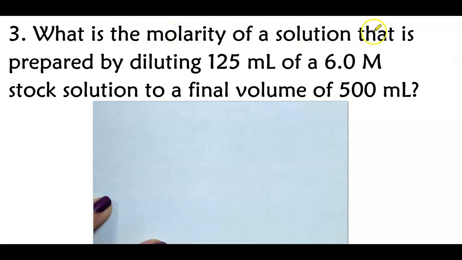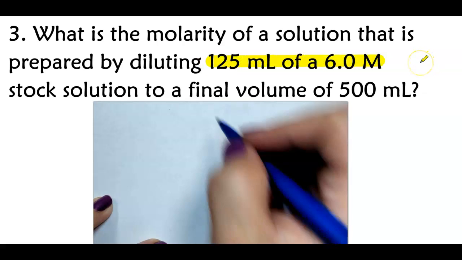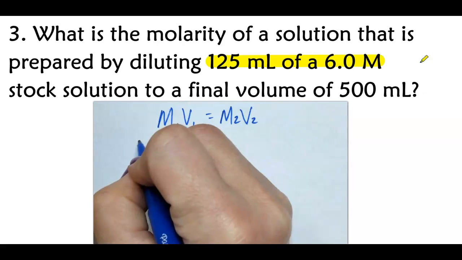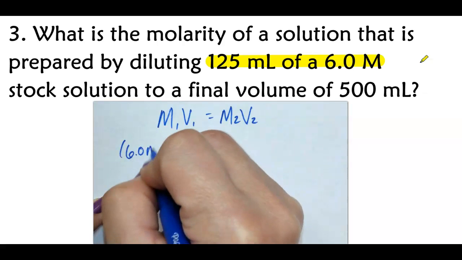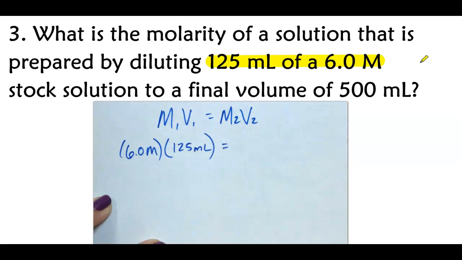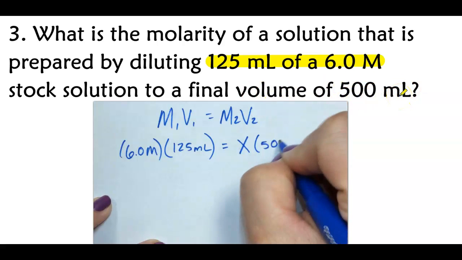What is the molarity of a solution that is prepared by diluting 125 milliliters of a 6.0 molar stock solution to a final volume of 500 milliliters? So again, this volume and this molarity are side by side, so they're going to go together. So M1V1 equals M2V2. My M1 is 6.0 molar. My V1 is 125 milliliters, equals, and then if I look at the rest of the question, what is the molarity? So M2 is what I'm trying to solve for, and then it says we have a final volume of 500 milliliters, so that's my V2.